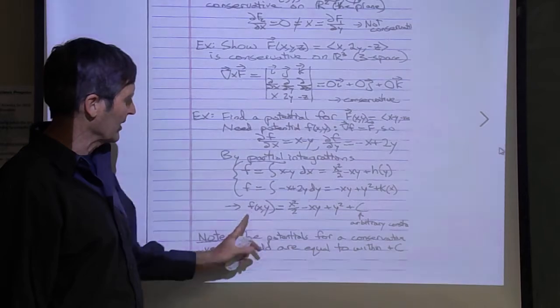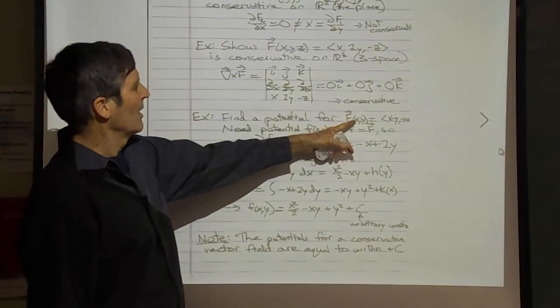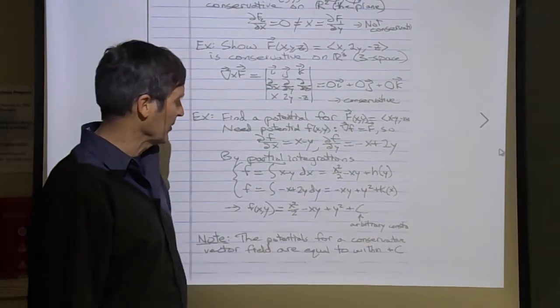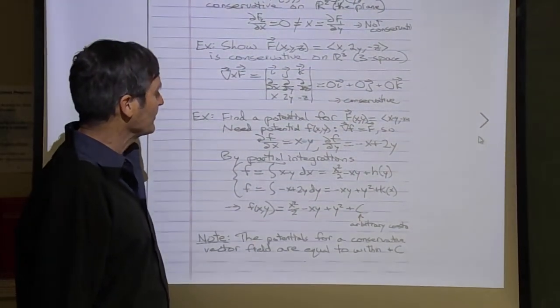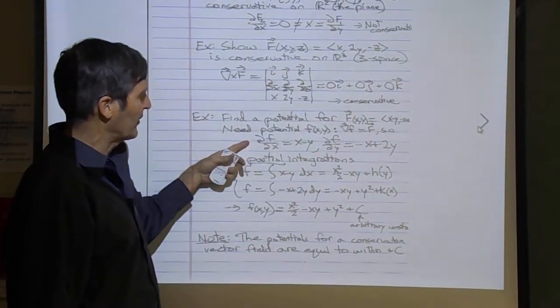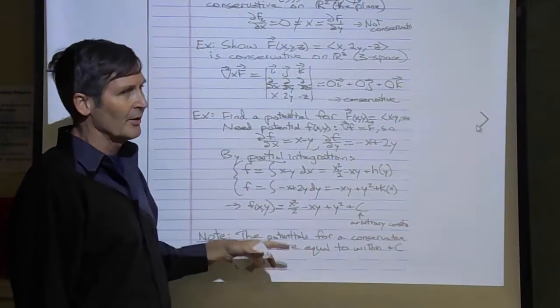And what you also see is that all potentials for this conservative vector field are equal to within a plus C. That's true in general. Whenever you have a conservative field, all the potentials are equal to within a plus C. It's like the fundamental theorem of calculus.